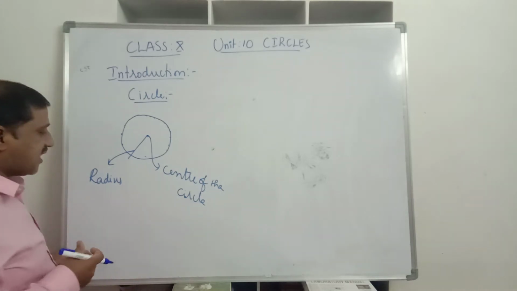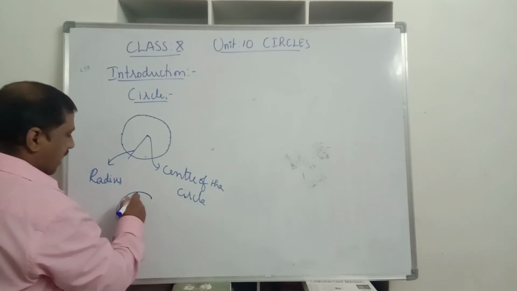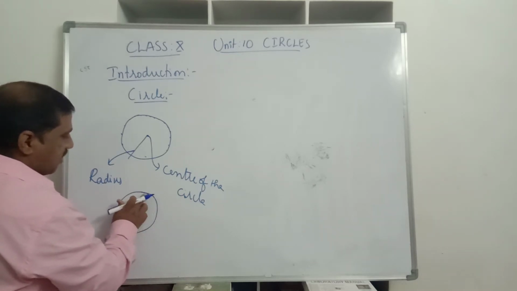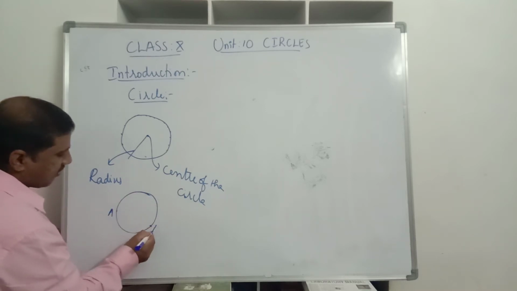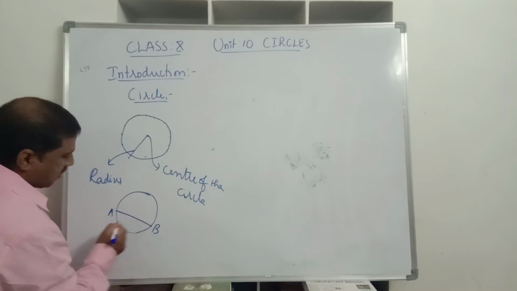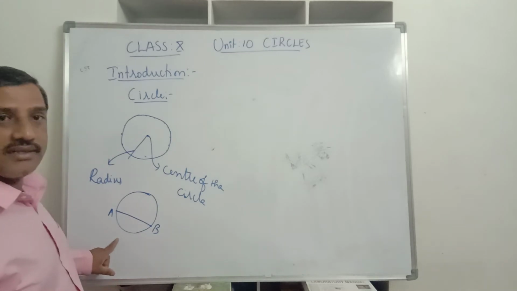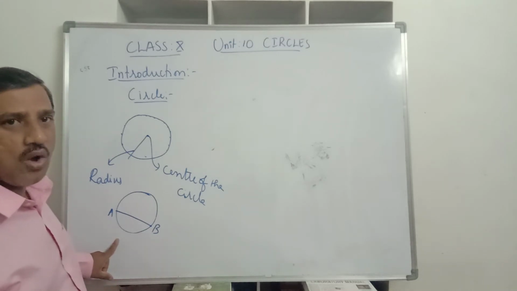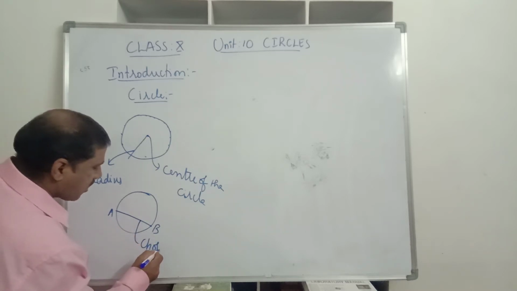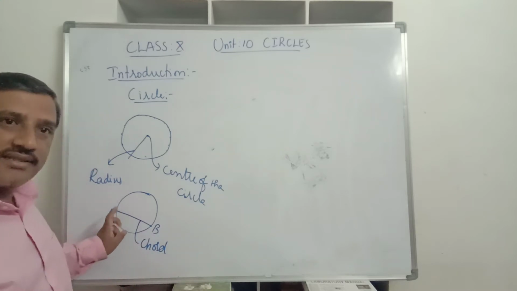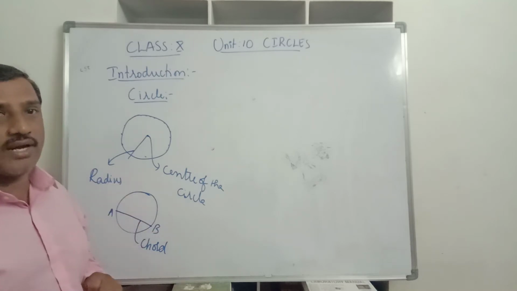Now what is a chord? A chord is a line segment which is obtained by joining two points which are on the circle. You see here, let A be one point and B be another point. By joining these two points, we'll get a line segment. That line segment is known as a chord. A chord of a circle is defined as the line segment drawn from one point to another point on the circle.